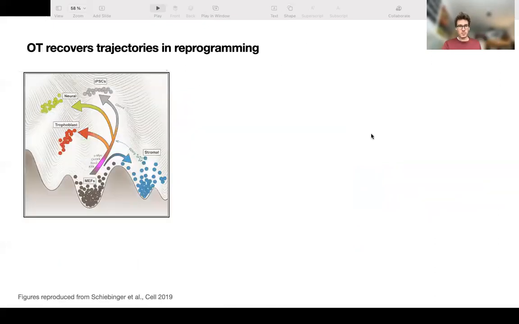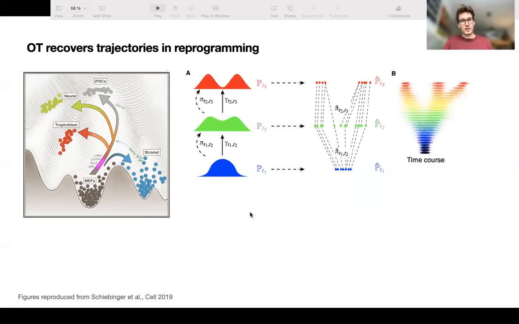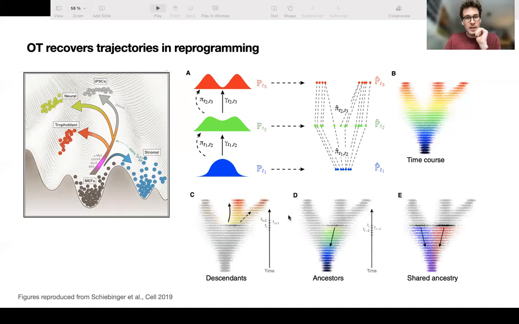Okay, so that's optimal transport. This has been applied in the single cell field before very successfully. I'm highlighting an example here from Jeffrey Schiebinger from 2019, where they studied mouse embryonic fibroblast reprogramming to different endpoints, and they did exactly what I described before. They basically used optimal transport to link the distribution of cells at different time points in a time course study with very high temporal resolution. So they sequence very often.